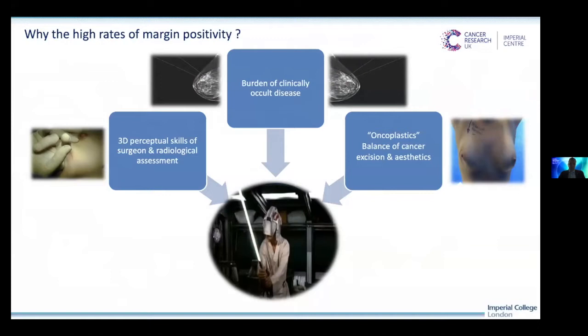Why do we find ourselves in this specialty, in this situation? I think it's true to say that in other types of cancer surgery, we don't see such high rates of positive margins needing to go back to surgery. Well, undoubtedly, it's a function of the MDT working, the surgeon's perceptual skills, radiology, localization of disease. We are seeing increasing burden of clinically occult disease. So that's disease that the patient can't feel and the surgeon can't feel. Hence, it's very difficult to get guidance around removing something that really you can't see or feel.